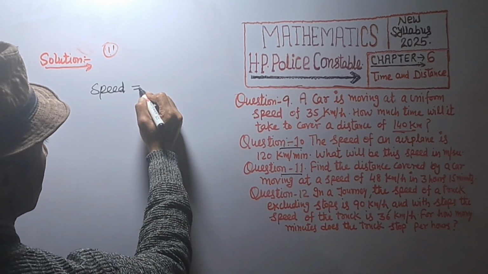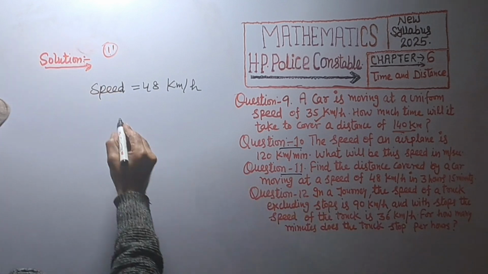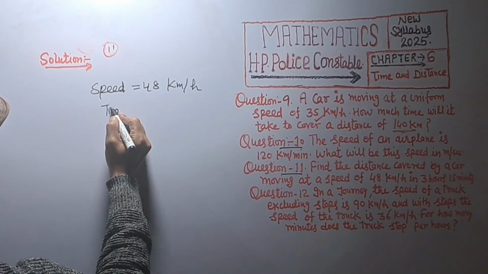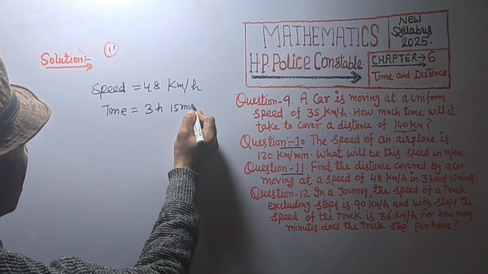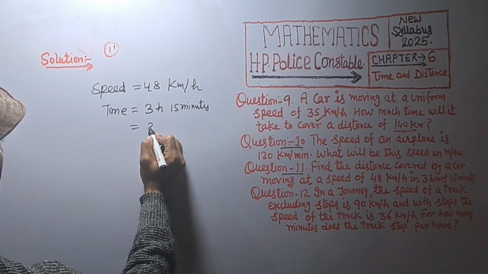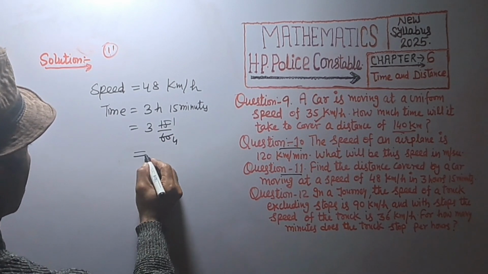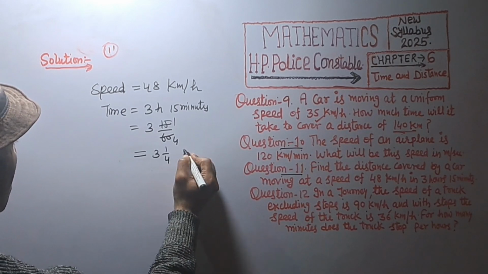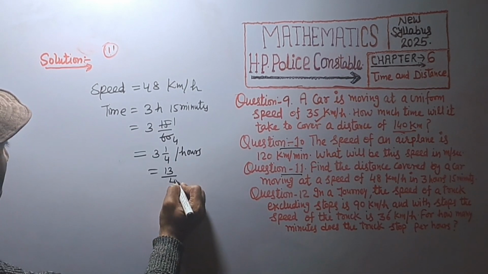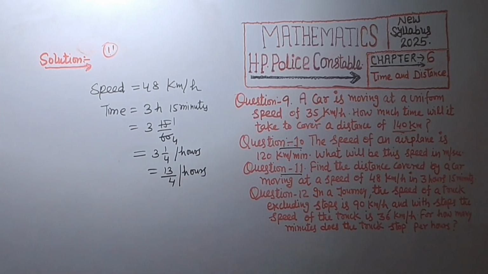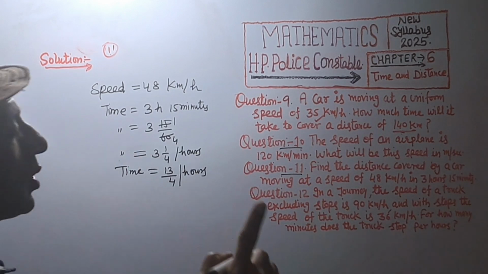Given speed is equal to 48 km per hour and time equal to 3 hours 15 minutes, that is equal to 3 and 15 upon 60, 1 by 4, equal to 3 whole 1 upon 4 hours. 4 3s are 12 plus 1, 13 upon 4 hours. Time equal to 13 upon 4 hours.